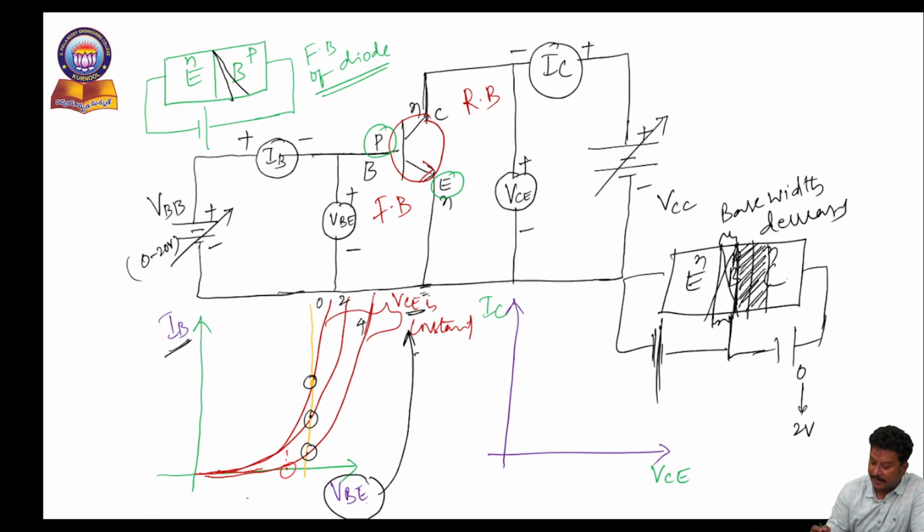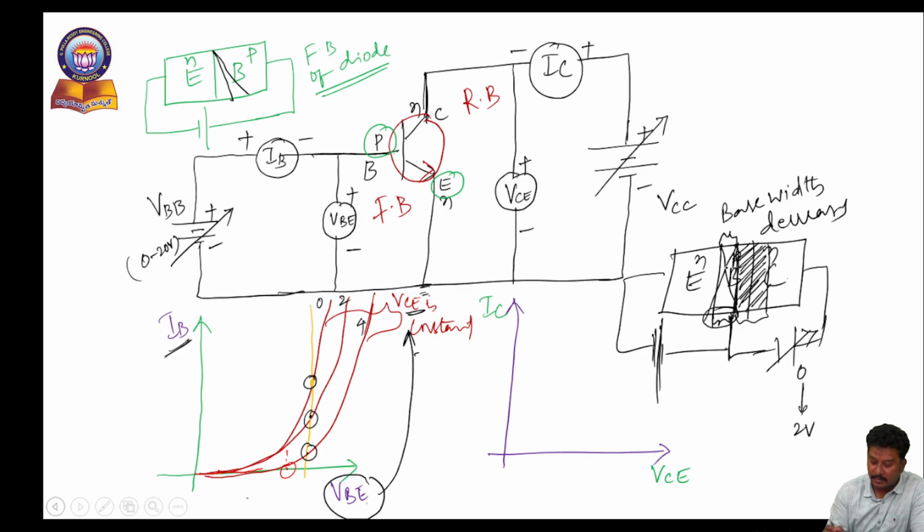Let me explain once again. As the reverse bias increases, the potential energy barrier across the collector junction will increase. As the potential energy barrier increases, the base width will decrease. As the base width decreases, the sloping nature between emitter and base will change. According to that, the cut-in voltage we are achieving will be affected. So from this input characteristics, we concluded that VBE is depending upon the VCE.